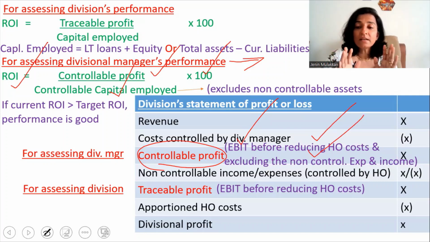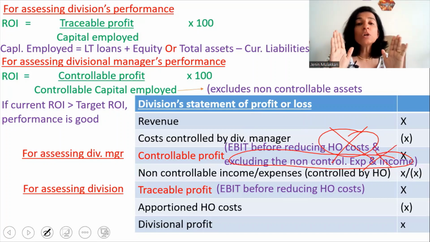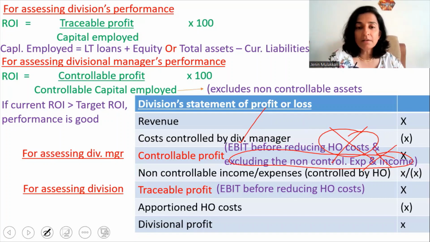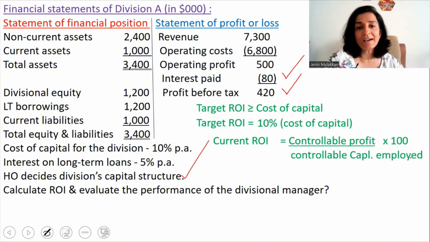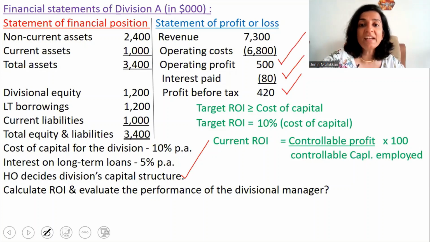But in the question, head office costs were not there and non-controllable expenses and income were not specified, which means that the controllable profit is equal to the EBIT, or the earnings before interest and tax. So let's look into the figures provided. Earnings before interest and tax. Here they have said it is profit before tax. And this is the interest paid. And interest, as you know, the capital structure is completely controlled by the head office, which means that we have to take the earnings before interest and tax or the operating profit as the controllable profit.